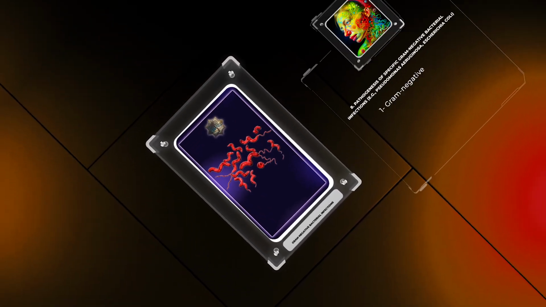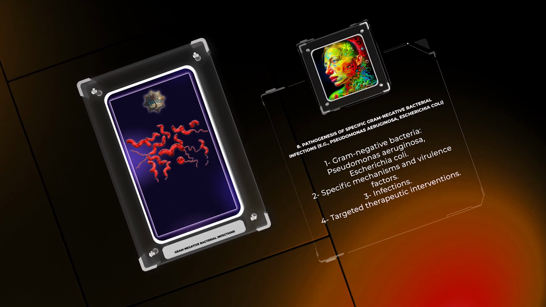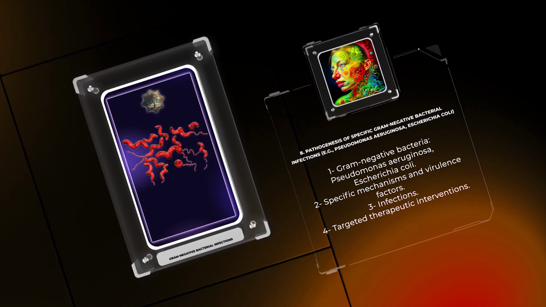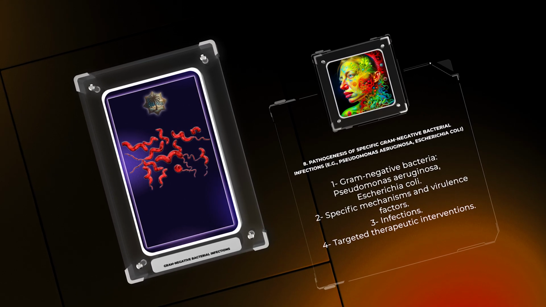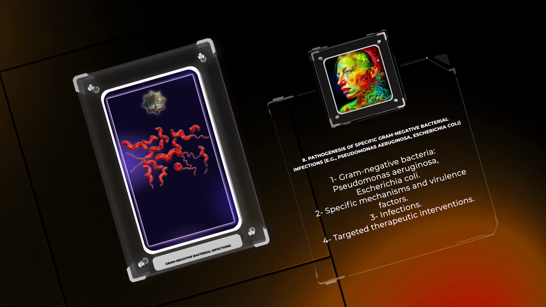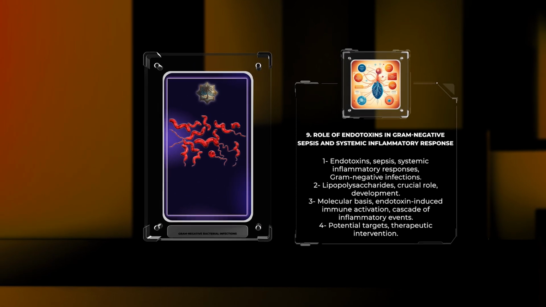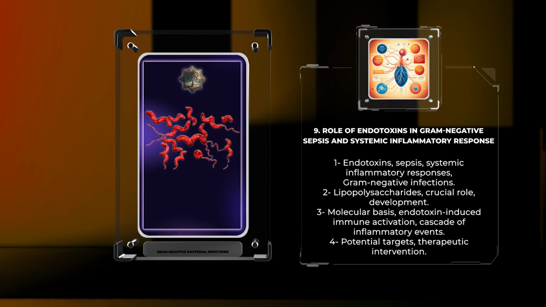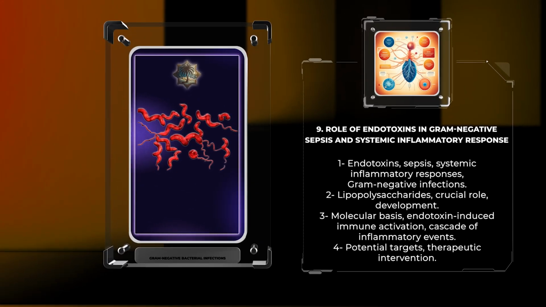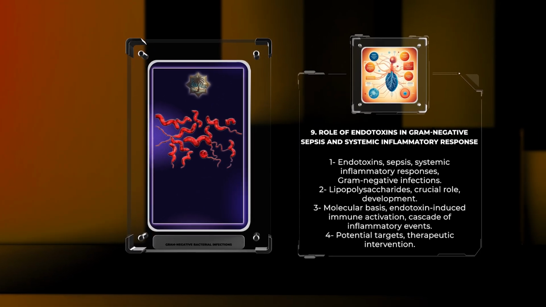This topic will focus on specific gram-negative bacteria, such as Pseudomonas aeruginosa and Escherichia coli, and their associated diseases. Students will gain an in-depth understanding of the specific mechanisms and virulence factors employed by these bacteria to cause infections, enabling targeted therapeutic interventions. Endotoxins, particularly lipopolysaccharides, play a crucial role in the development of sepsis and systemic inflammatory responses associated with gram-negative infections. Students will explore the molecular basis of endotoxin-induced immune activation, the cascade of inflammatory events, and potential targets for therapeutic intervention.